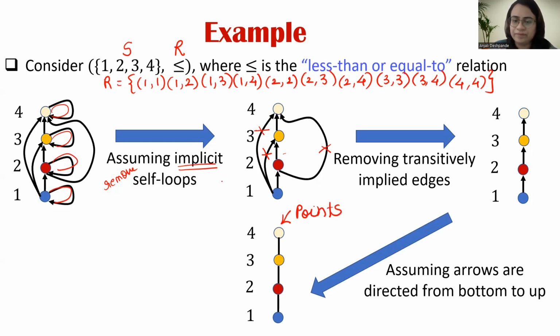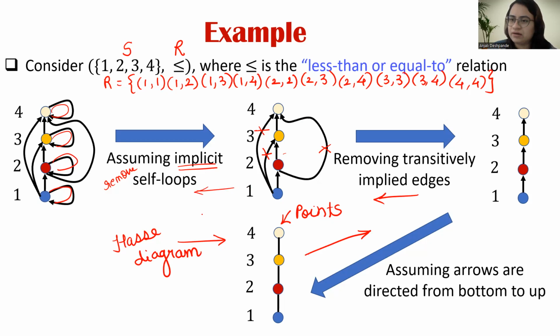Points. And this is your final Hasse diagram for your relation R. You can also retrace these steps backwards to get your original diagram of the relation.